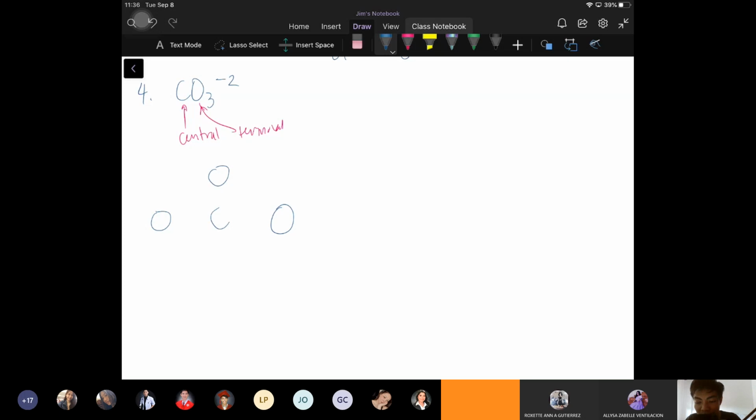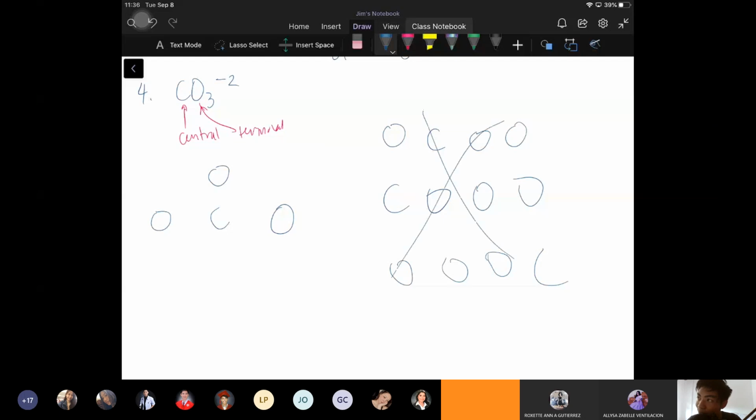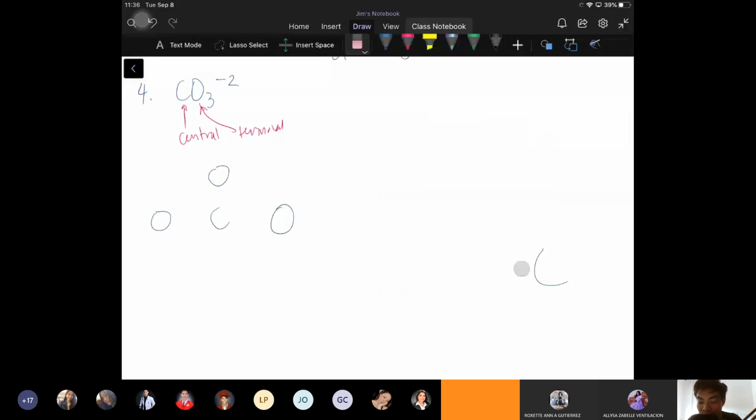Kapalibot. Wag na wag nyo gagawin yung isang straight line sila, no? Bawal din yung ganyan. Anong kailangan gawin? You surround your central atom with the terminal atoms. Palaging isusurround na. Paikutin nyo lang. Okay? Sanay naman kayo dyan.